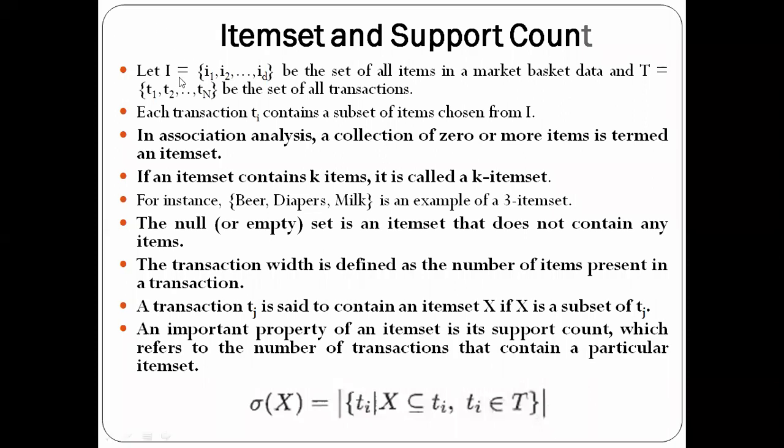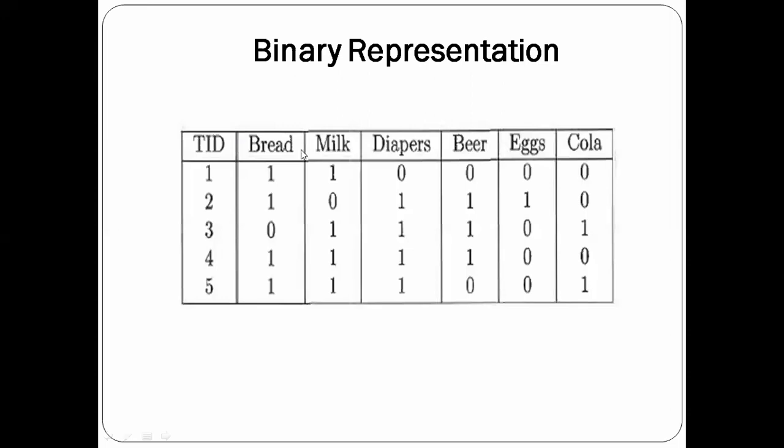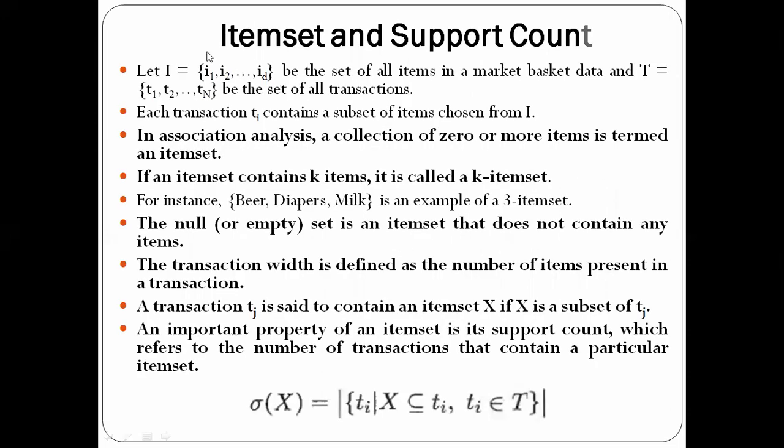So we have taken I equal to I1, I2, up to Id. These are all the items which are present in general in the market basket data. Here in this example, we have 6 items. Now coming to the transactions, the total number of transactions is denoted by capital T, equal to T1, T2, up to Tn. This is the total number of transactions in the market basket data.